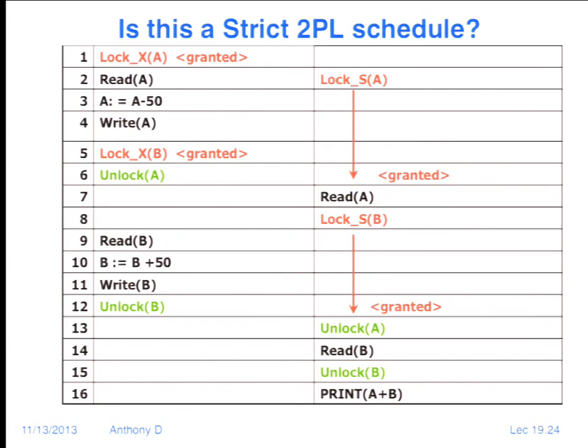What about over here? You can see there's unlocking happening again before all the operations are complete, so this is not strict on the right-hand side either. And a cascading abort is possible here on either side, actually. If either of these aborts, there's interaction of the state. Certainly if T1 aborts, because at this step here T2 read state that was set by A, there'll be a problem.